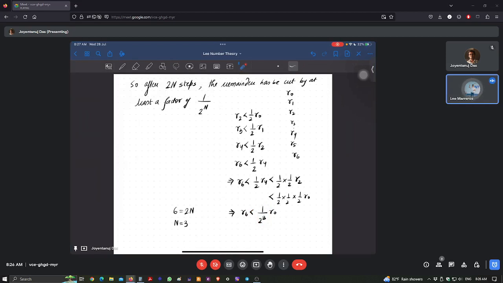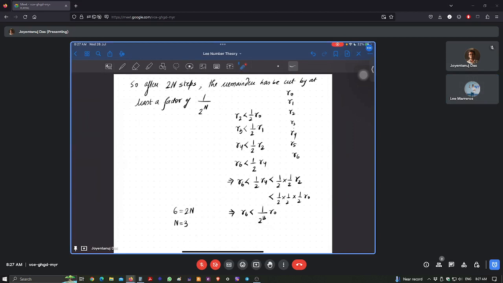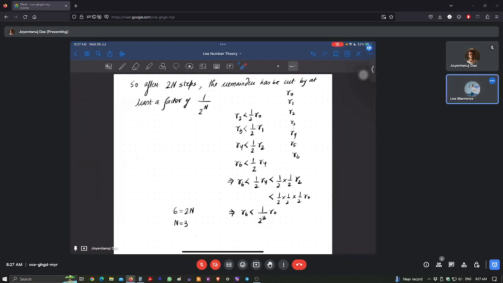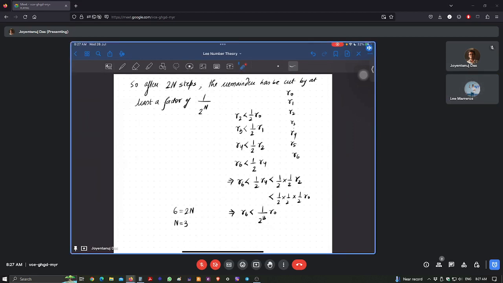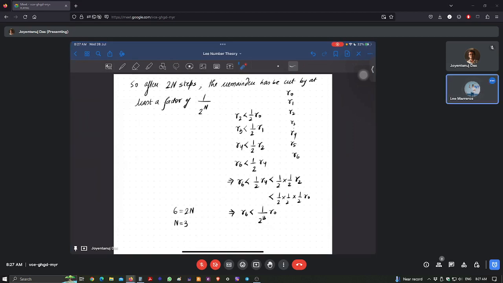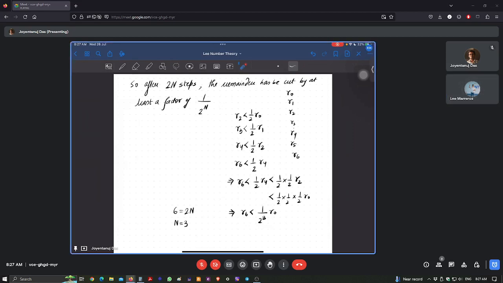Okay, now I get it. 6 is equal to 2n, so n would be 3. The total steps is 2n, not n. Because we are comparing every alternate term, comparing i plus 2 with i, the power will be half the number of steps. That's why the steps are 2n and the power is 1 by 2 power n.